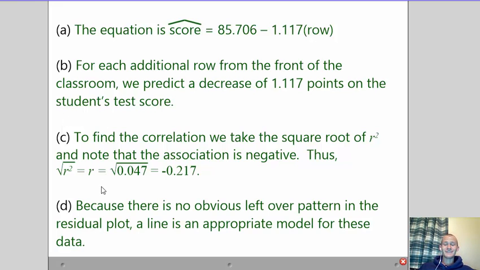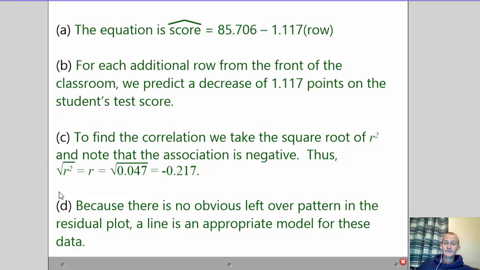And lastly, for D, it asks us about the appropriateness of our linear model. We can look at the residual plot to determine that. If the residuals are randomly scattered and relatively small in size, that would mean the linear model is appropriate. So it says, because there's no obvious leftover pattern in the residual plot, a line is an appropriate model for these data. All of those combined together answer those four questions.